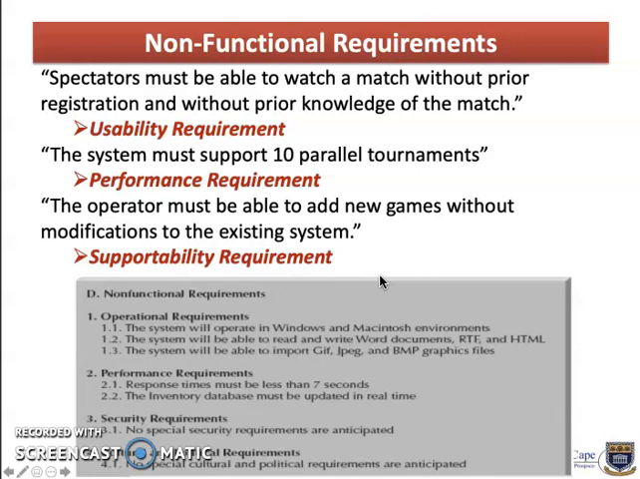Then, these are examples of non-functional requirements. Spectators must be able to watch a match without prior registration and without prior knowledge of the match. If these are two separate functions that need to be tested separately, then this needs to be written as two separate requirements. This is an example of a usability requirement. The system must report 10 parallel tournaments, an example of a performance requirement. And the operator must be able to add new games without modifications to existing games. This is an example of a supportability requirement.